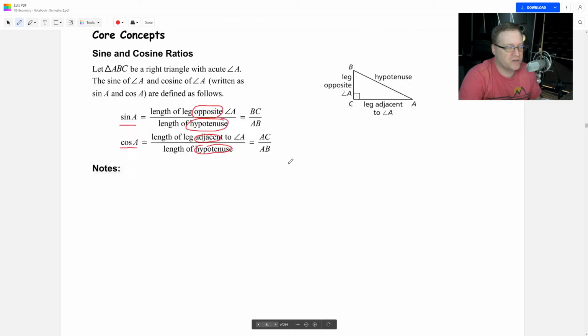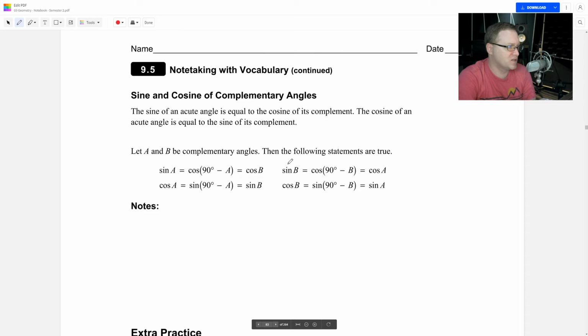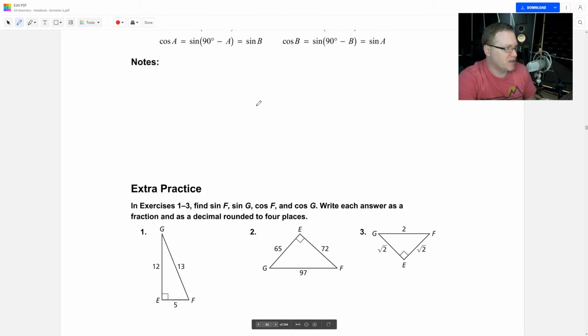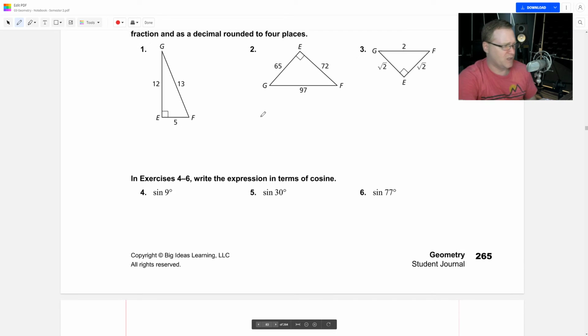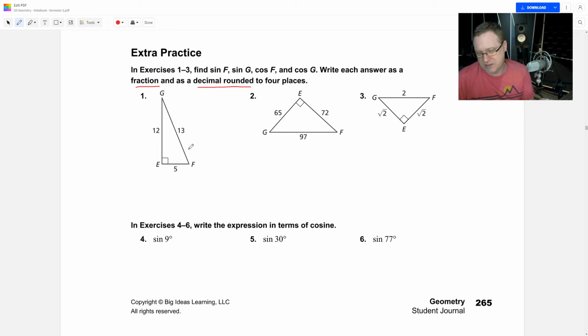Okay, so remember those. All right, let's go on and look at a few examples of how we can use this. Don't worry about this one yet. We'll talk about that next time. Let's just look at a few examples. So here we have, in exercises 1 through 3, we need to find the sine of f, the sine of g, and then the cosine of f, and then the cosine of g. And we need to write each answer as a fraction and as a decimal rounded to 4 places. All right, so we'll have to use our calculators to write the decimals out.